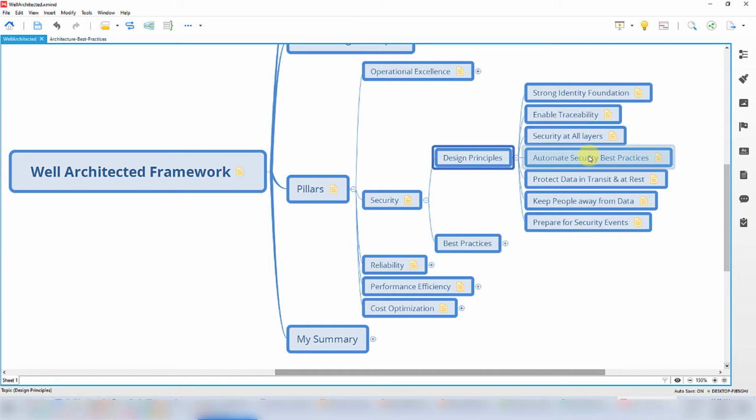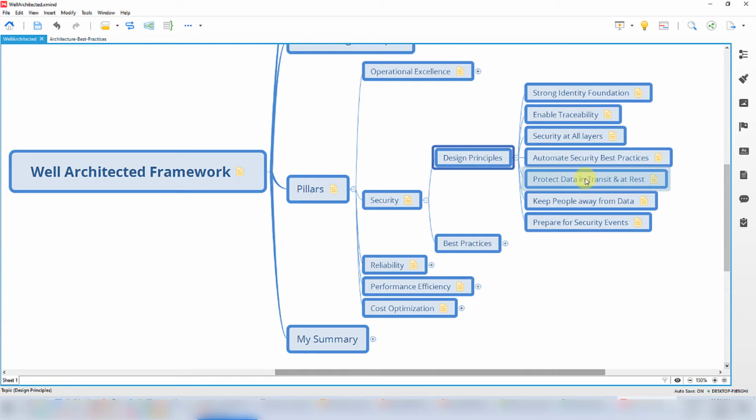Automating security best practices. Always treat security as code. Describe security policies as declarative constructs. And all security controls should be in version controlled templates. And these controls include security groups, network ACLs, permission policies, etc.